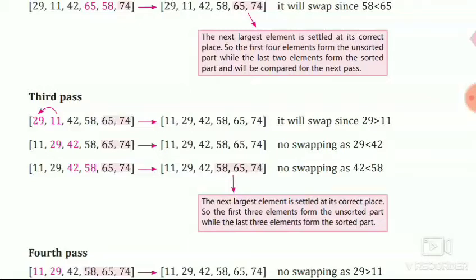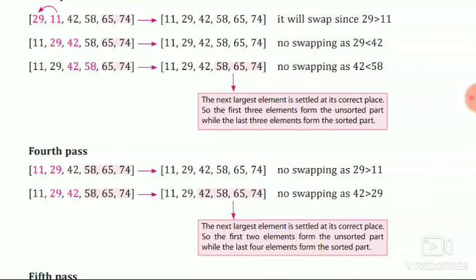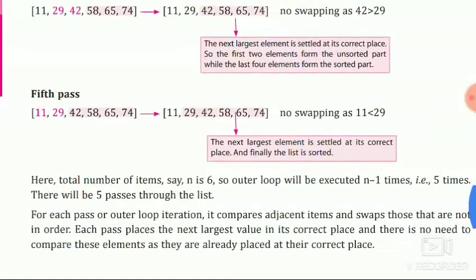In the fourth pass, 58 is already settled. In the fourth pass, we just check the first 2 elements and there is no swapping because they are in ascending order. In the third, no swapping because 29 is less than 42. In the fifth pass, we just check the first and second element.